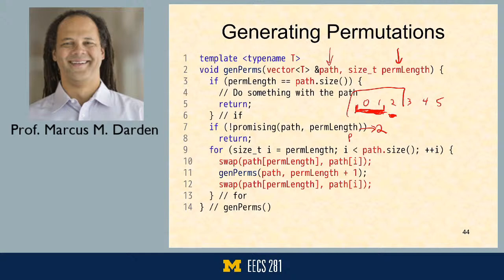Because if you don't understand gen perms, you're not going to be able to apply it to solve project 4, right? Promising is where we're going to do our work here. You might make 4 or 5 lines changed or additions to this. All of the work is really going to be done in promising.